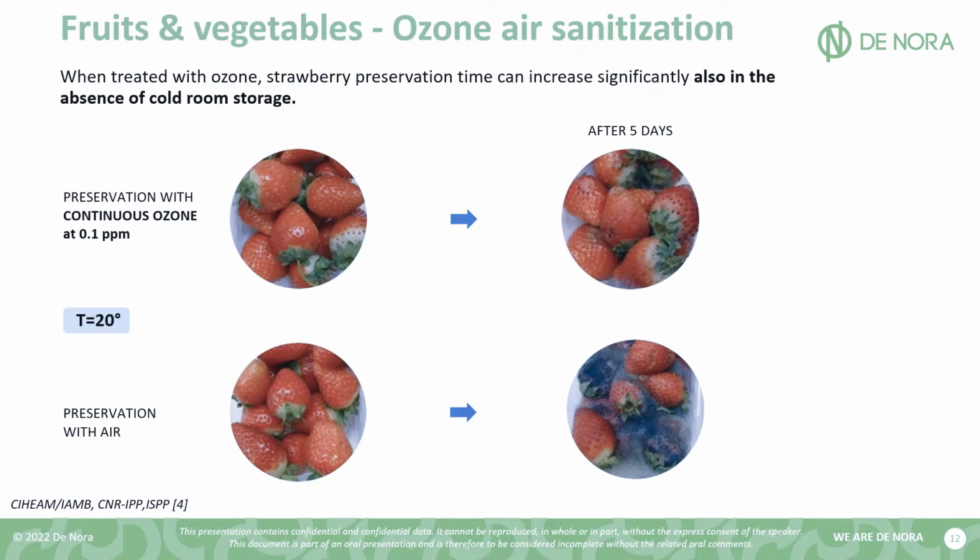Also, if you store strawberry at 20 degrees, not in a frozen room, not at low temperature, and you use a very small amount of ozone, 0.1 ppm of continuous ozone, you can control the mold. You have damage to strawberry because they stay 5 days at a normal temperature. You can try it at home. It's very difficult to conserve strawberry and other small fruits, okay? But if you use continuous ozone, you can see that even on the damaged fruit, you don't have development of molds.